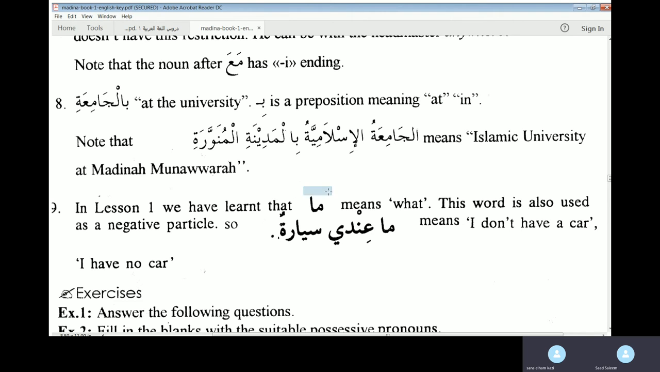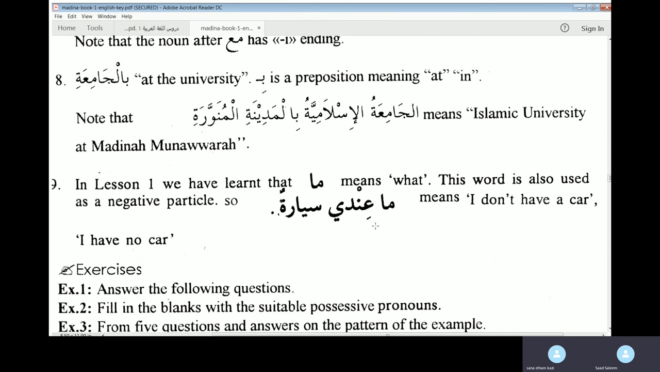In lesson one, we learned that ma means what. This word is also used as a negative particle. So, Ma indi sayyaratun means I don't have a car. I have no car.